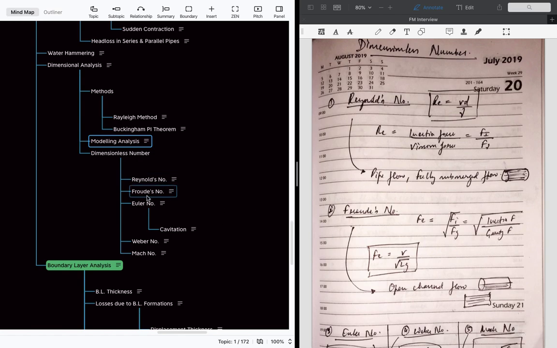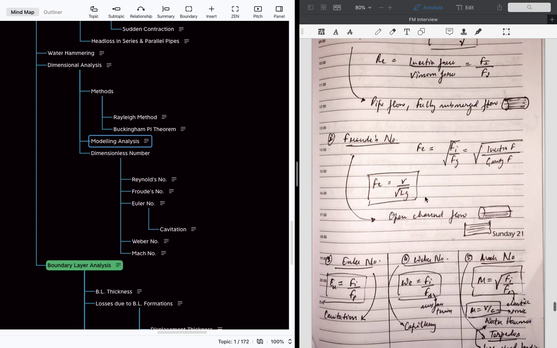First one is Reynolds number, Froude's number, Euler's number, Weber's number, and Mach number. Reynolds number, as we know, Re is equal to Vd by kinematic viscosity, and this is nothing but the ratio of the inertia force divided by the viscous force. This Reynolds number is used only for cases in which it is a pipe flow or a fully submerged flow.